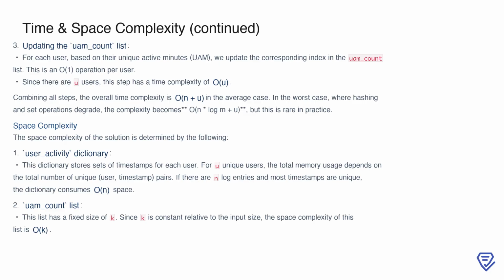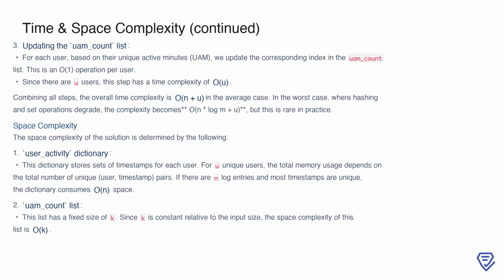When we combine all these steps, the overall time complexity of the solution in the average case is O(n + U). However, in the rare worst case where hashing and set operations degrade, the time complexity becomes O(n log m + U). This worst-case scenario is uncommon in practice but is important to consider.